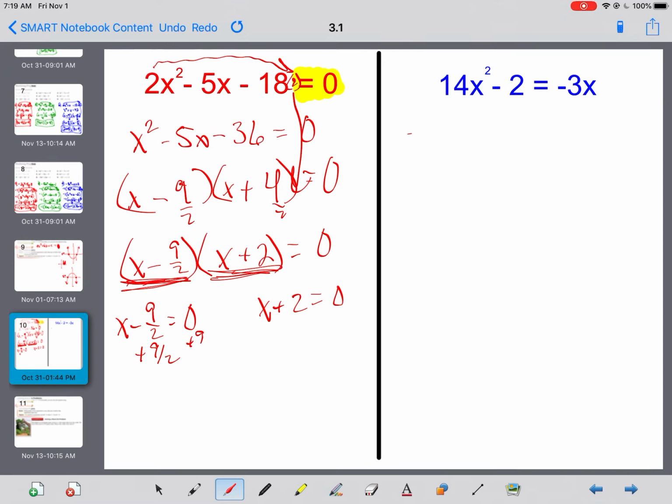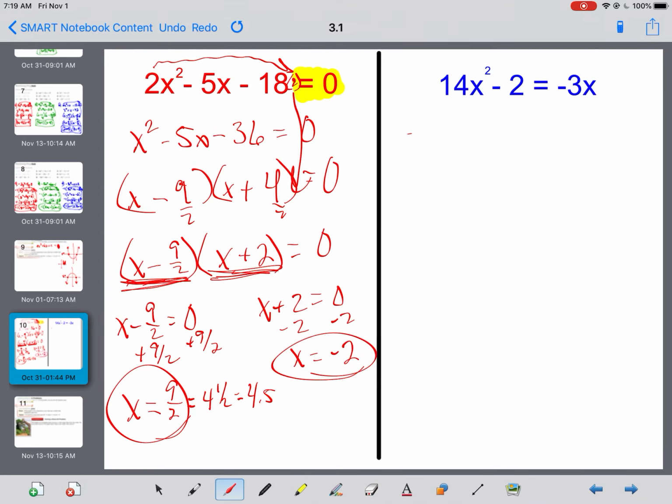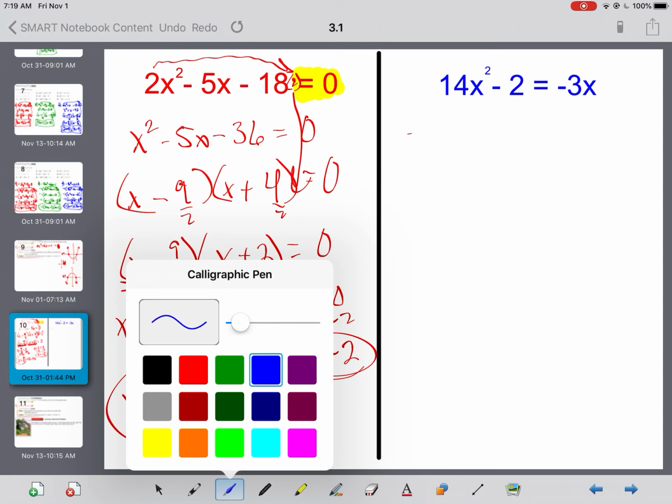And then solve. Now all I have to do is add 9 halves over instead of add 9 divided by 2. Just saves me a step. So x equals 9 halves, or 4 1/2, 4.5, however you want to talk about it, but that's one of my answers. This side, I subtract 2 from both sides to get x by itself. x is negative 2. There's my other answer. I get 2 spots, and that's what I'm looking for.